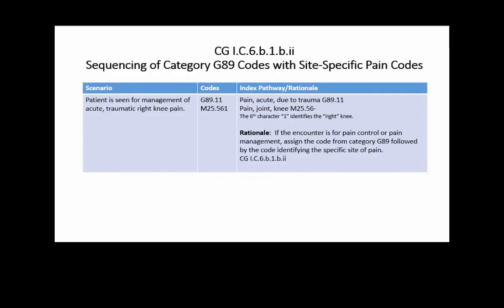When you are looking at the sequencing of codes with site-specific pain codes, again, it depends on what you're being seen for. This is telling us the patient is seen for management of acute traumatic right knee pain. The patient is being seen not to treat the knee, but to manage the pain. So the pain code, acute pain due to trauma, would be the principal diagnosis, and the pain in the joint would also be there to identify the site. The coding guideline tells us how we would sequence those codes. Assign the code from category G89 followed by the code identifying the specific site of pain.